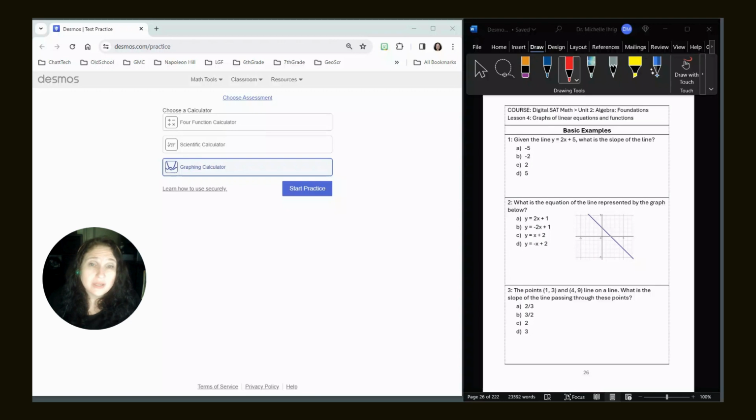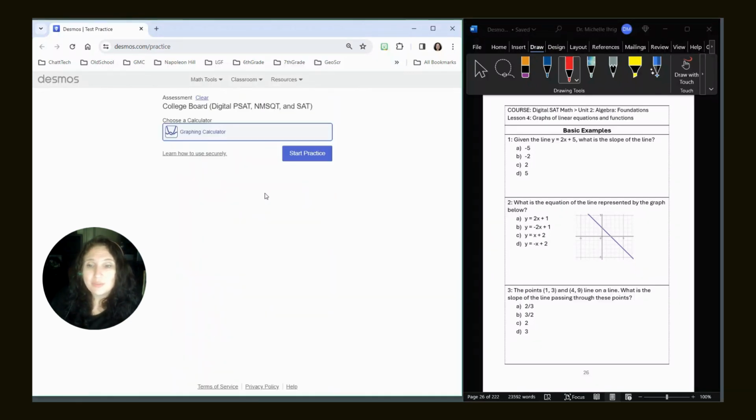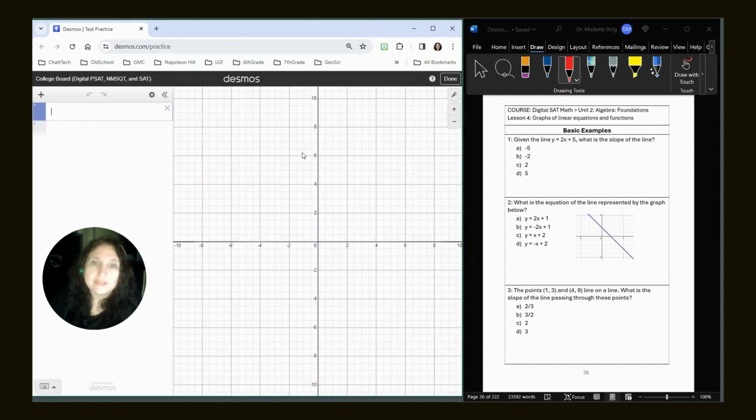Make sure that when you click the calculator link in the chat that you go to choose assessment and College Board, and unfortunately we have to do it every single time. If you have my book, which is $14.95 on Amazon, we're on page 26. If you don't have my book, it's totally fine. Get a paper and pencil, take some notes, and make sure you have the Desmos calculator open to follow along.